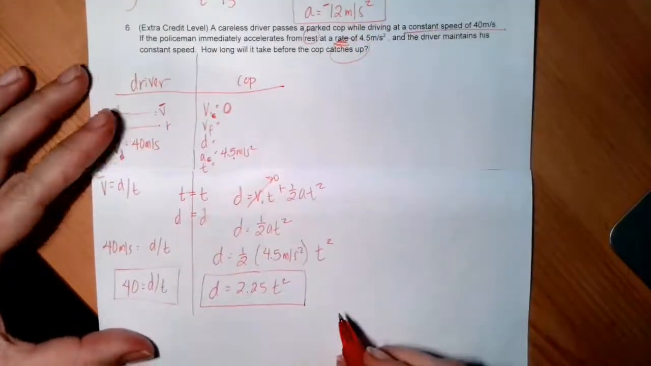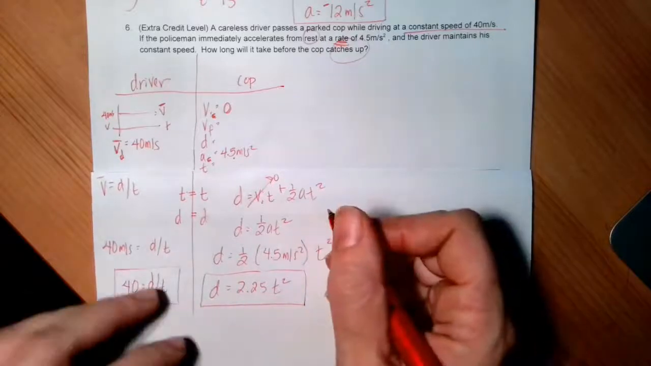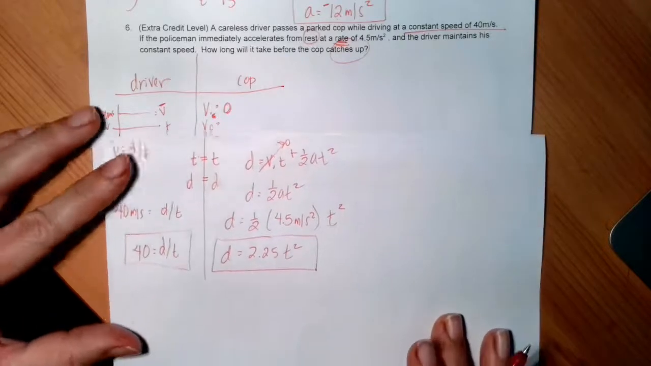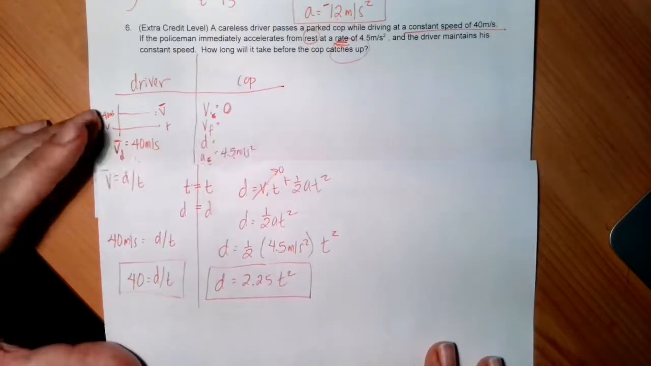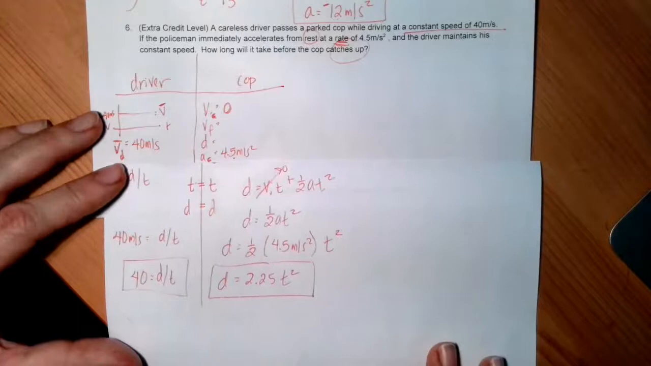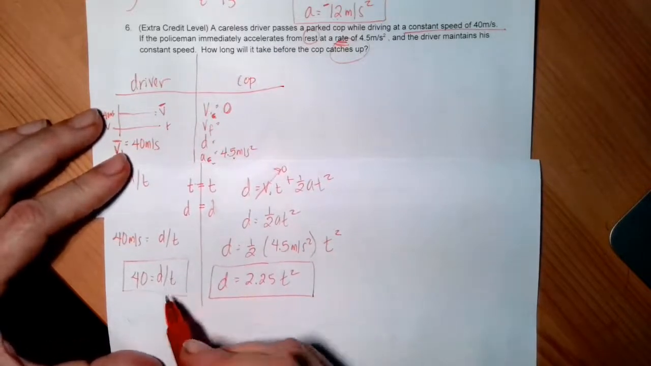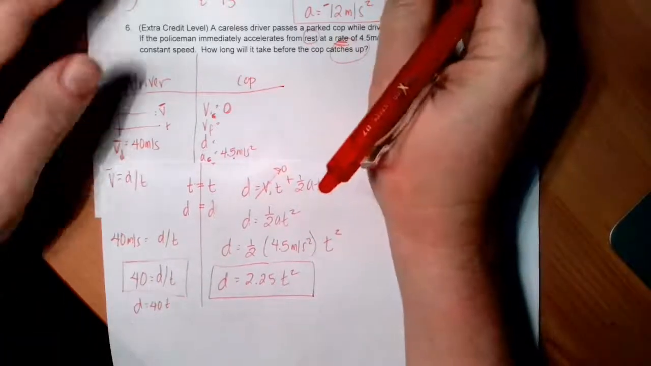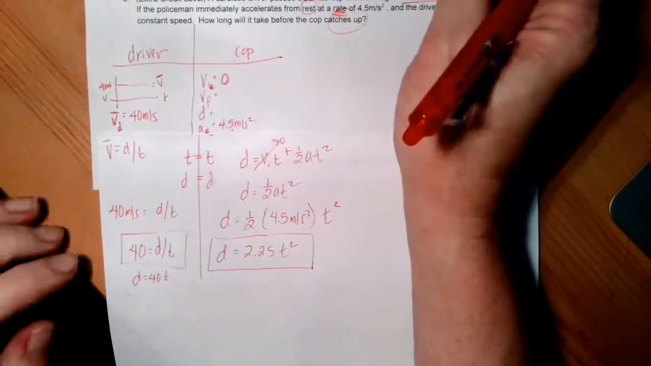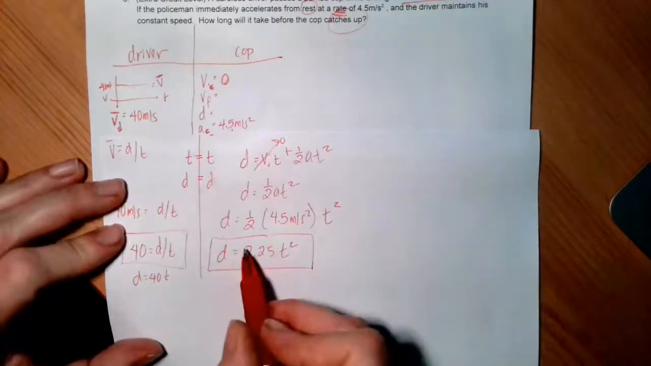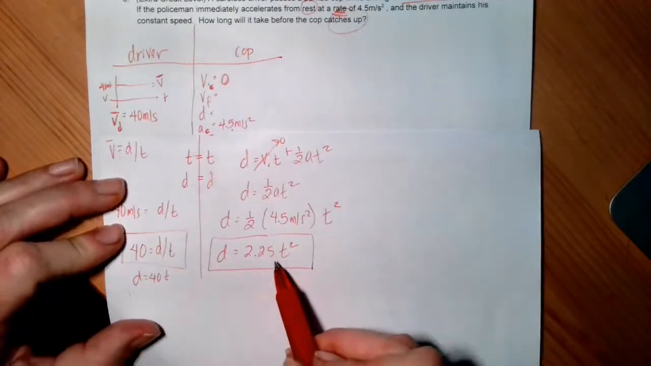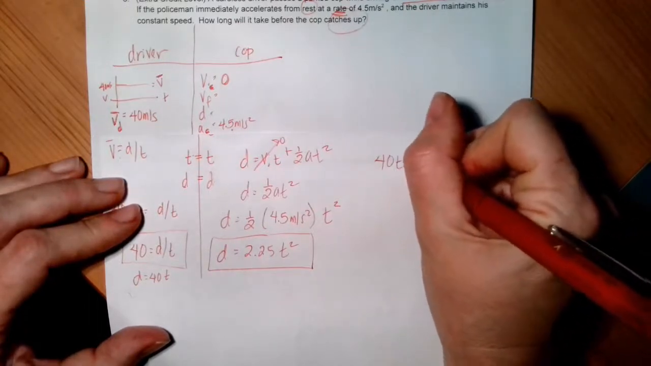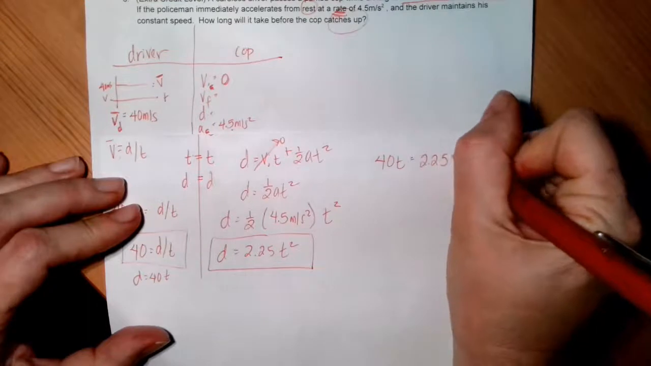Simultaneous equations. So what I'm going to do is rearrange this one here. I want to make slightly more room. All right. I want to rearrange this and get D equals 40T. Okay. So now I have these two. So I have D equals 40T and D equals 2.25 T squared. So I can actually set these equal to each other. 40T equals 2.25 T squared.